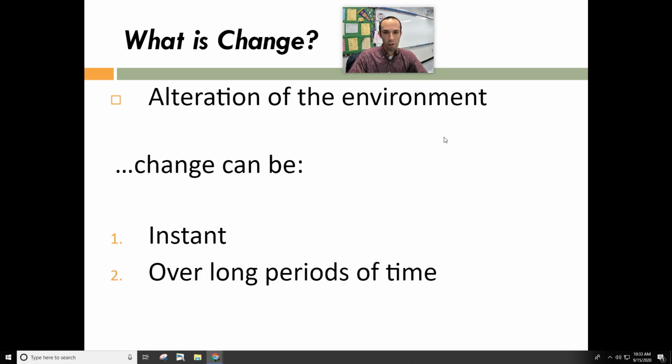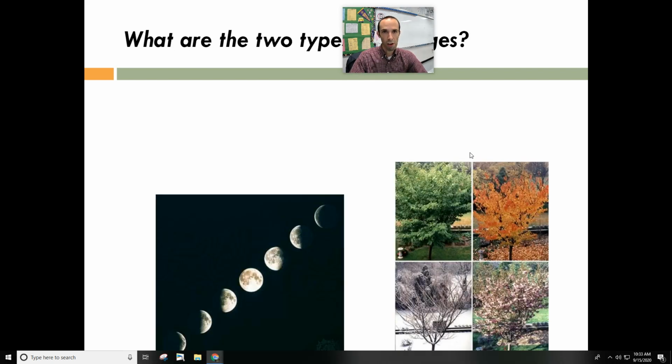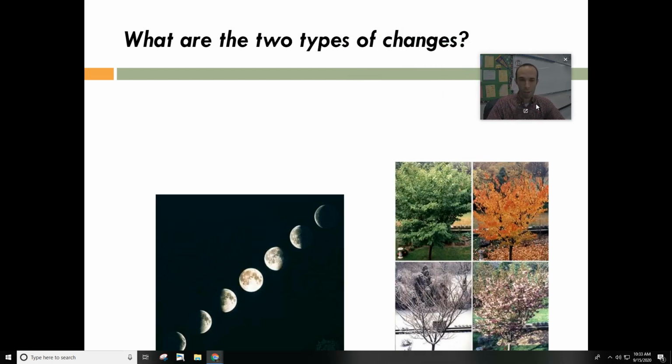Or you can have changes over a long period of time, maybe something that you don't even notice that it's changing. And that's very true with a lot of things on Earth as well. So just realize that any alteration of the environment is change, and we can measure that change in something that's called the rate of change. And we'll take a look at that in a second.